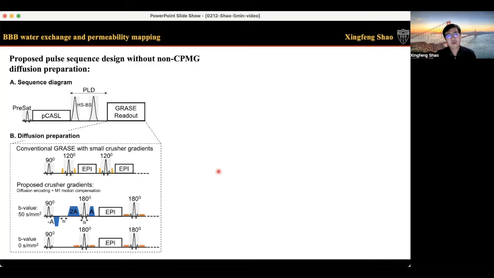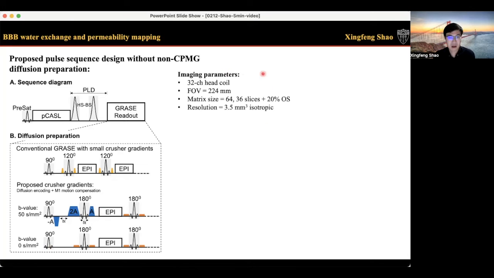So we proposed a new idea. This year we tried to modify the existing crusher gradients on two sides of the refocusing pulse of the gradient echo readout. Here you can see the orange lobes are the crushing pairs. We can replace these crushing pairs with M1 compensation using these -A, A, and A gradient pairs to compensate M1 motion. We can also adjust the timing and amplitude of those gradient pairs to achieve the b-values we desire. Since we only need a very small b-value of about 50, the duration of each A lobe is only 3.9 milliseconds. We can also adjust the amplitude of these gradients while keeping the same timing to achieve the b0.